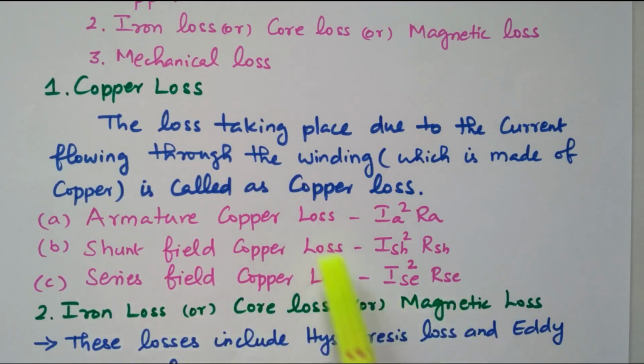The loss due to the winding is nothing but a copper loss, because windings are made up of copper. That copper is available in the armature as well as the field. The field may be series field or shunt field.